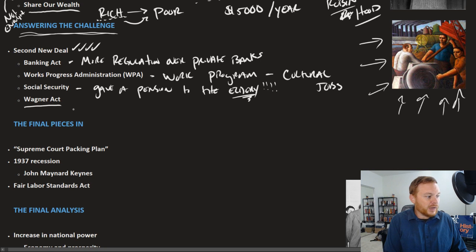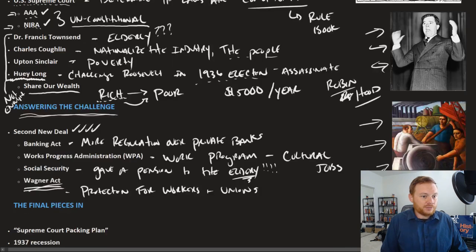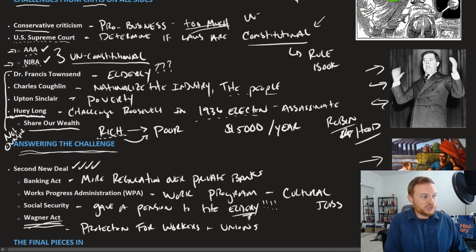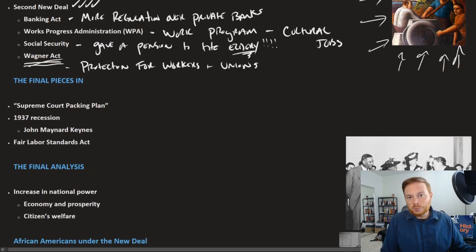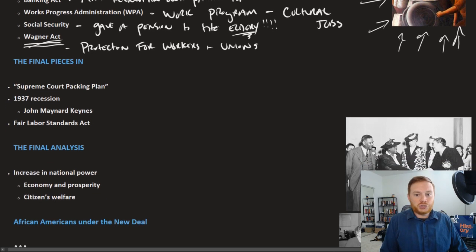The Wagner Act provided protection for workers and unions, considered to be perhaps one of the most pro-labor, pro-worker laws ever passed. Recall that Franklin Roosevelt had given workers protection in the NIRA. This was struck down as unconstitutional. So the Wagner Act was there to continue to provide protections for workers, and give them the right to form unions.